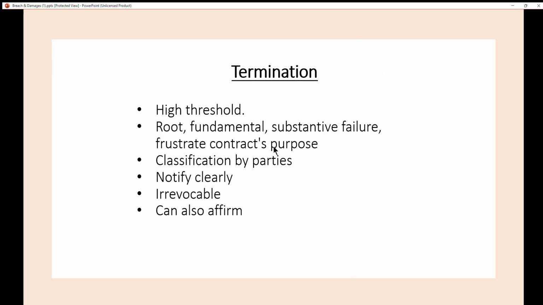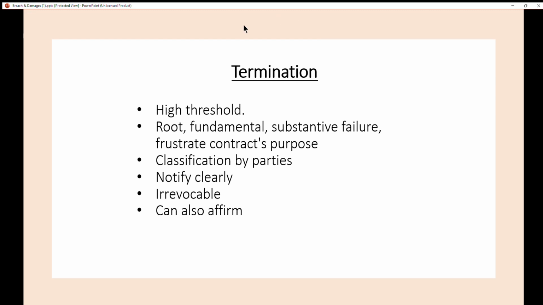But not necessarily it will stand up in court, because the court will say, even though you call it a condition, there are ways to say that this is not a condition. Actually this is only an innominate term or warranty. And if you want to terminate, you have to notify the other party. You cannot simply just not do your part. You have to tell them, now I think you are in breach of contract, I want to terminate.